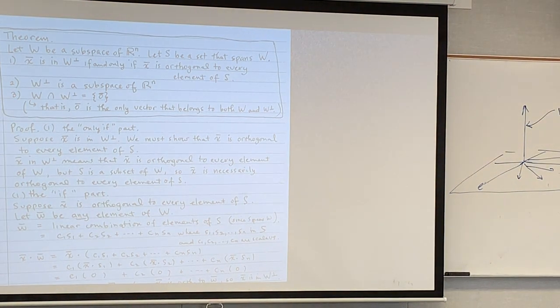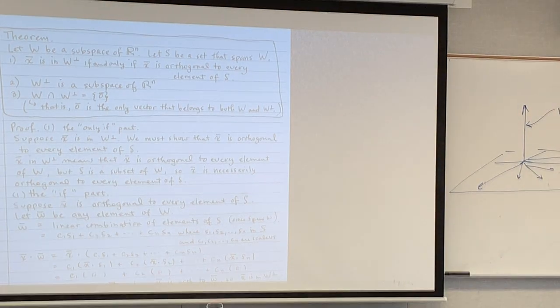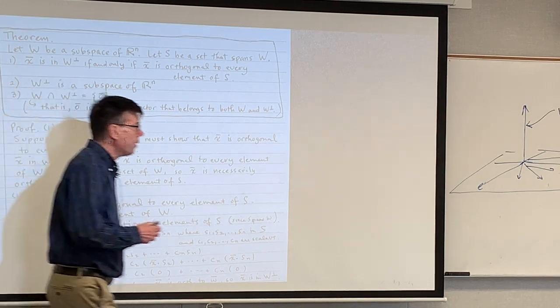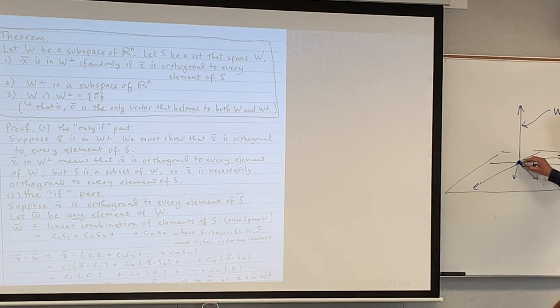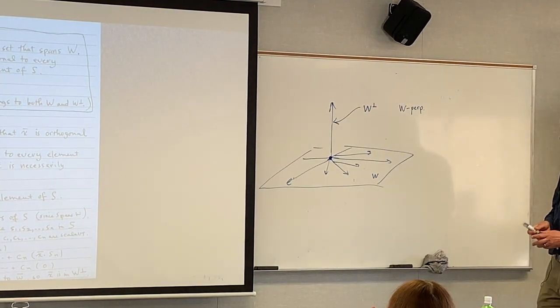Number two, W perp itself is a subspace of Rn. So W is a subspace. We talked about this set of all the vectors that are orthogonal to W. Maybe it's a subspace, maybe it isn't. Well, it is a subspace. It's not hard to show that. And W intersect W perp, this is for any subspace at all, they're only going to intersect at the 0 vector. So they're not going to cross over. And you can kind of see here the xy plane intersects the z-axis only at the 0 point.